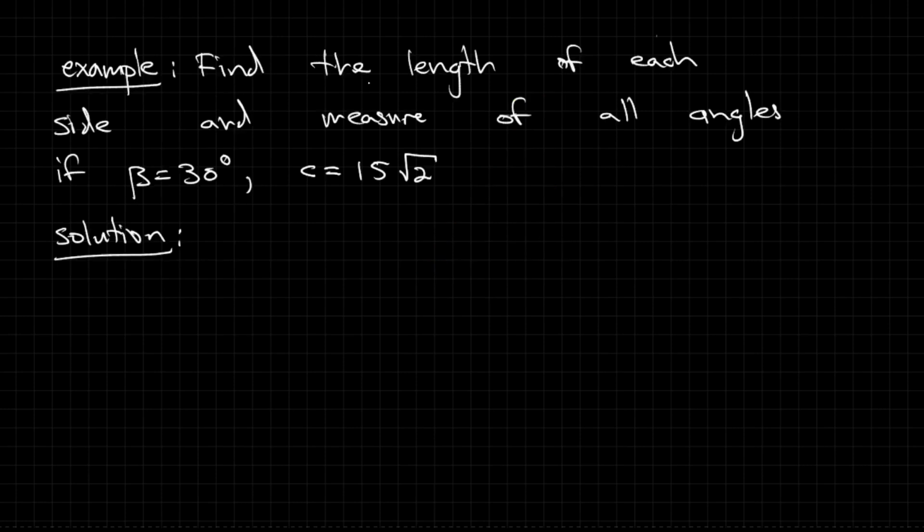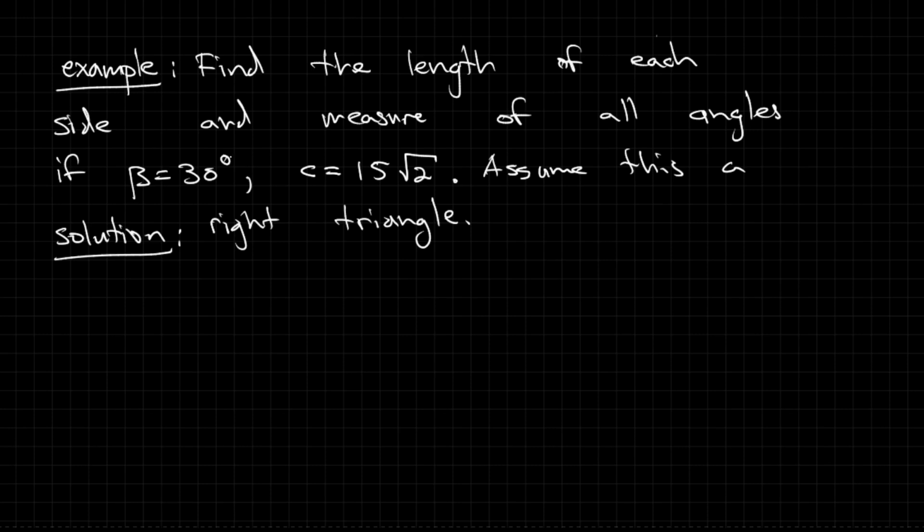So let's find the length of each side and the measure of all angles if beta is 30 degrees and C is 15 root 2. And let's go ahead and add on that this is a right triangle. So assume this is a right triangle and that we're following our notation that we just discussed.